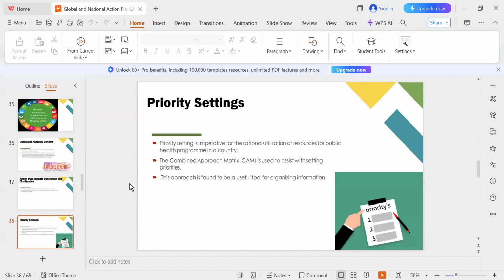Priority settings. Priority setting is imperative for the rational utilization of resources for public health programs in a country. The combined approach matrix is used to assist with setting priorities. This approach is found to be a useful tool for organizing information.